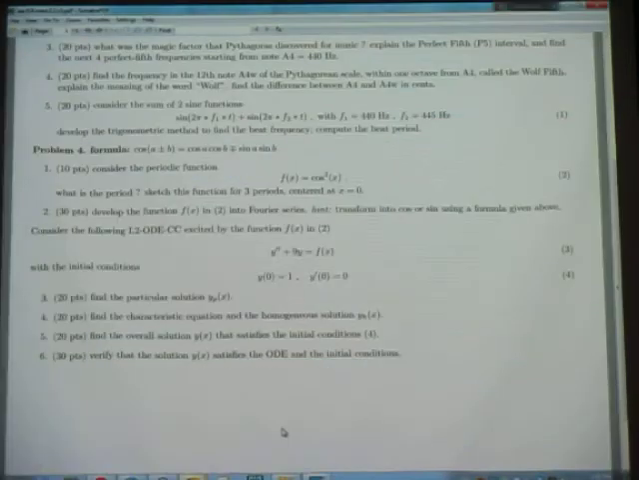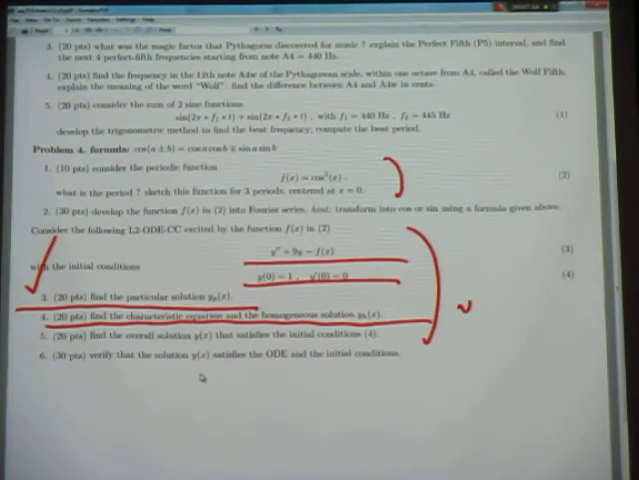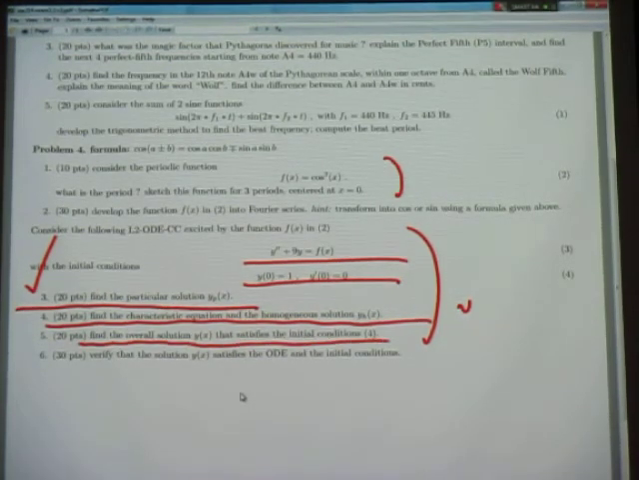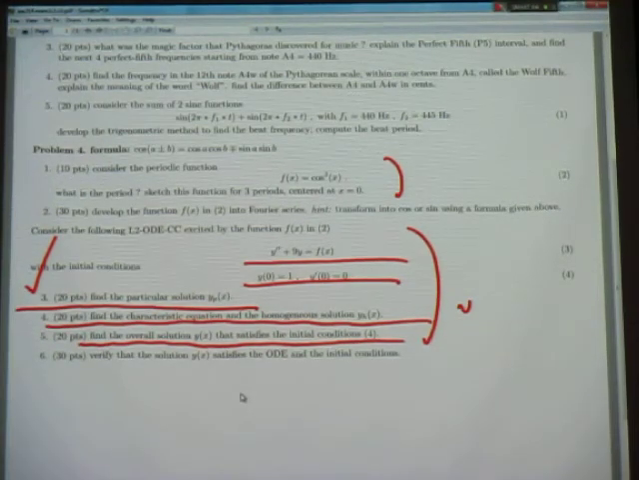Let's see. Once you have the homogeneous solution, you can combine it with a particular solution to get the overall solution before you satisfy the initial condition. Keep that in mind.